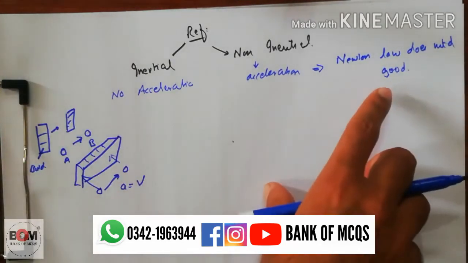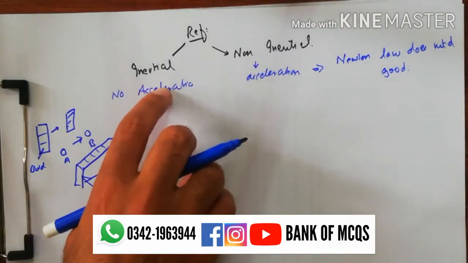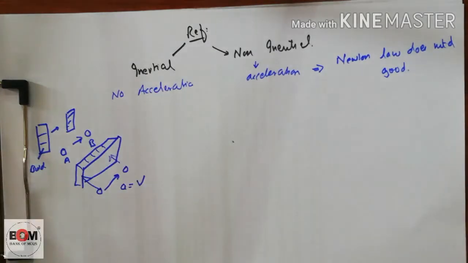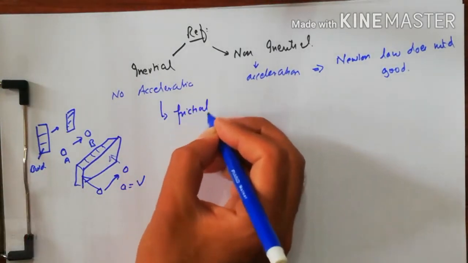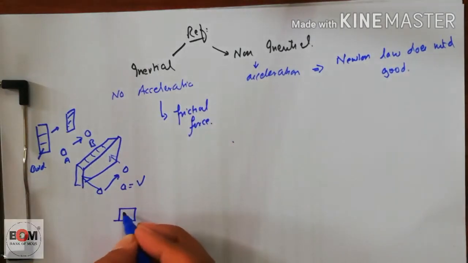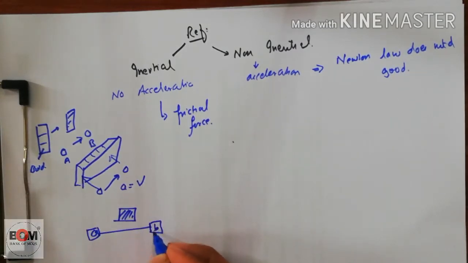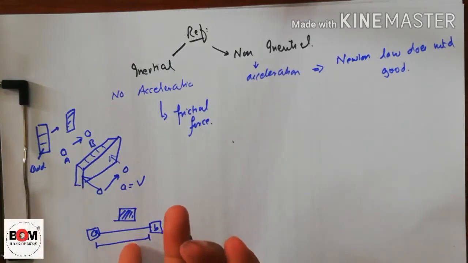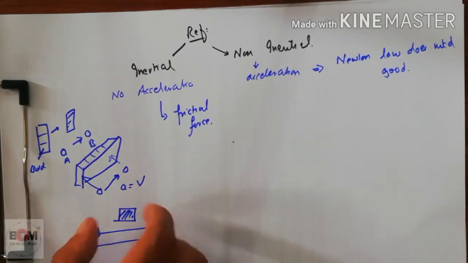Newton's laws hold good in all inertial reference frames without the addition of frictional forces. Here we will add no frictional or any other forces, because the reference is at rest. For example, if we take this as a reference and say the body was at position A and then reached position B, this is the total distance. To find distance, velocity, acceleration, or apply Newton's law, we can take this as a reference.